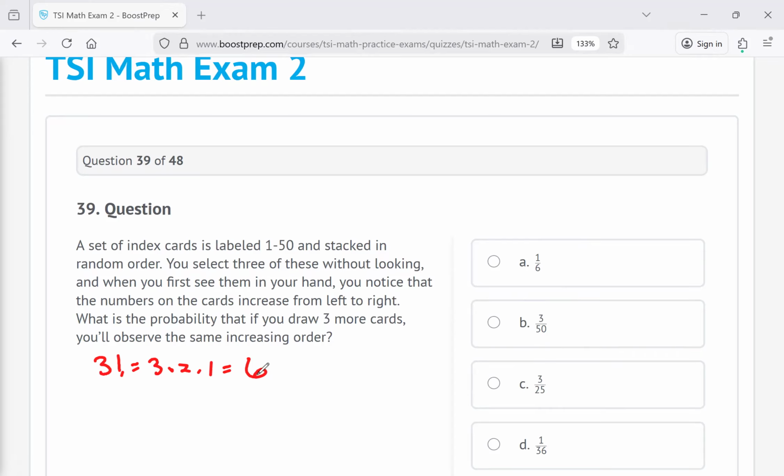So we have 3 ways to choose the first, multiplied by the 2 ways to choose one of the remaining two. Of the 6 possibilities, only one will present the numbers of the cards in order. So it's really just 1 out of 6. So letter A.